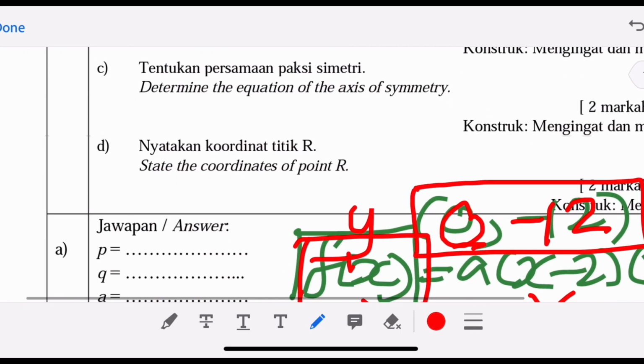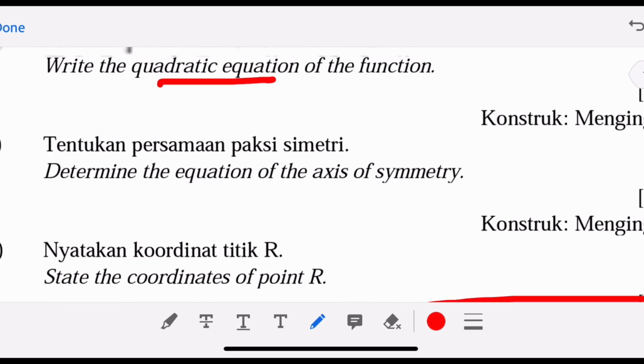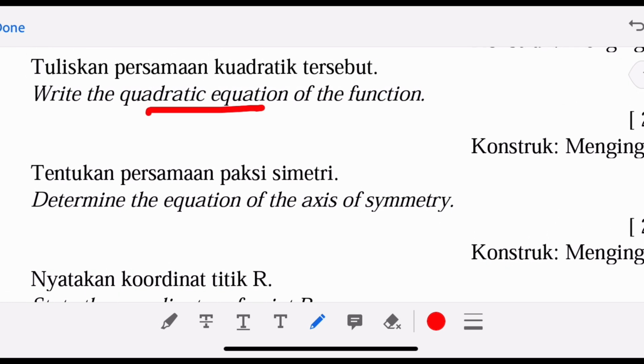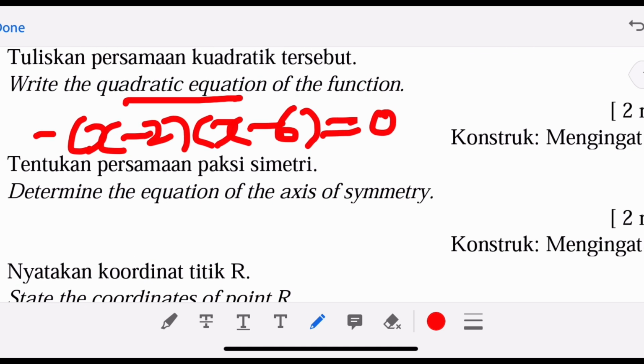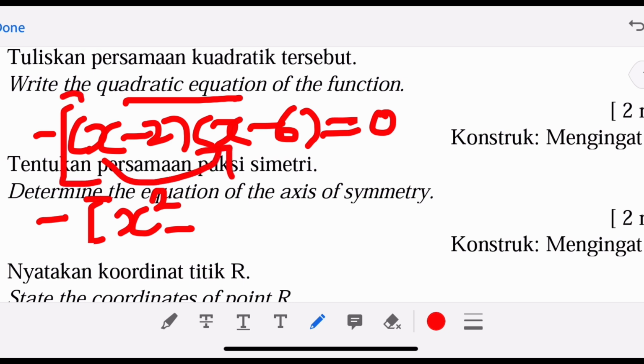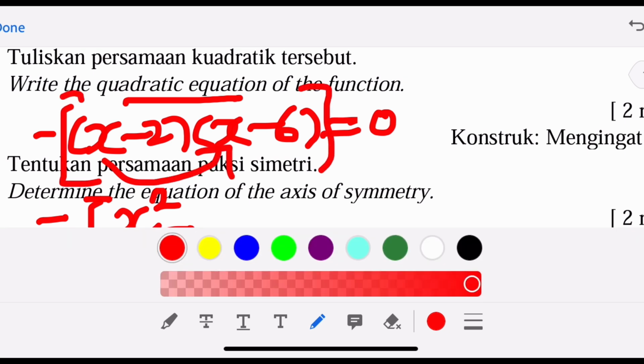So we will just copy down the one from just now. You can just write like this: a is -1, x minus 2, and then x minus 6 equals 0. If you leave your answer like that, they will deduct 1 mark because it's 2 marks. So you have to expand carefully. Negative, put outside. This one x times x. That means the negative you put outside first.